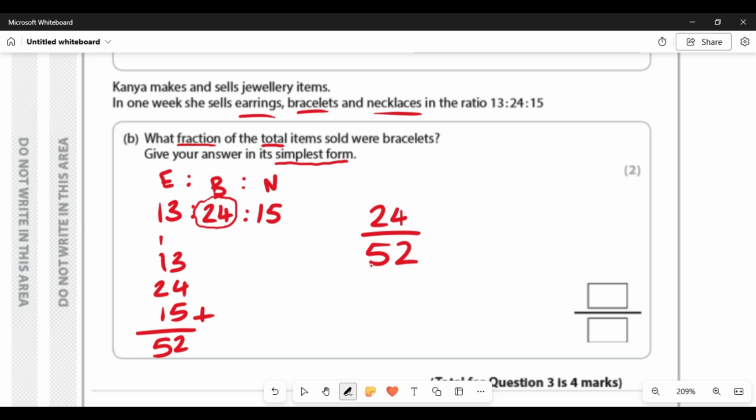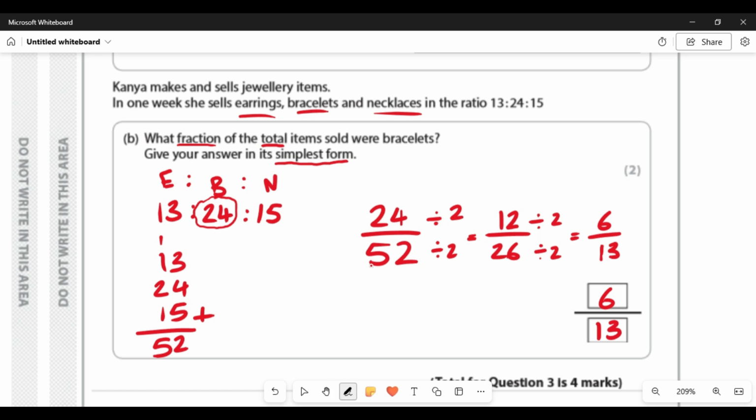Just double check what goes into these. You could do 2 if you wanted to. There is a quicker way, which I'll show you in a minute. So if you just halve 24, half of 24 is 12, half of 52 is 26, I believe, and then maybe halve it again. That's going to be 6 at the top and 13 at the bottom. And you can't simplify any more, so that is your final answer. So you're going to have to put 6 in the top, 13 at the bottom. There is your final answer.